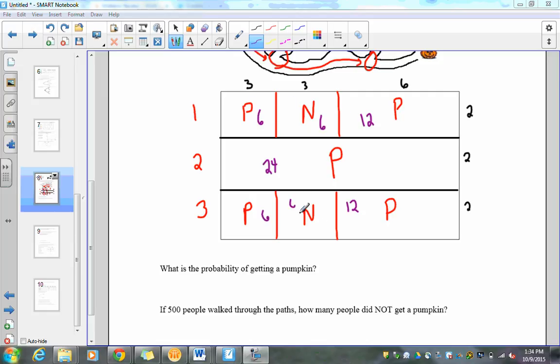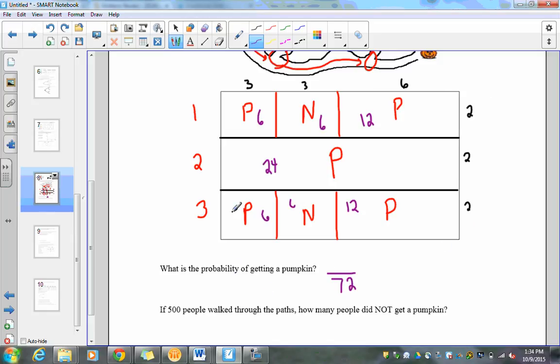So the total area of my rectangle is 72. Now, how did I get 72? Well, there's two ways you can figure it out. First, you can add up all the green numbers because those are the areas, or you can just take the length and multiply it by the width. So that would be 12 times 6 gives you 72.